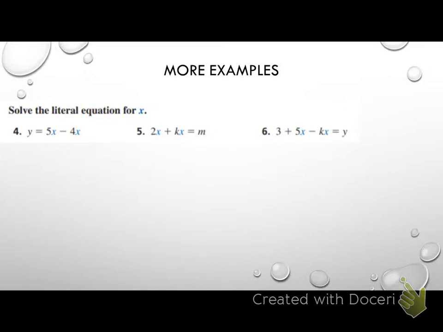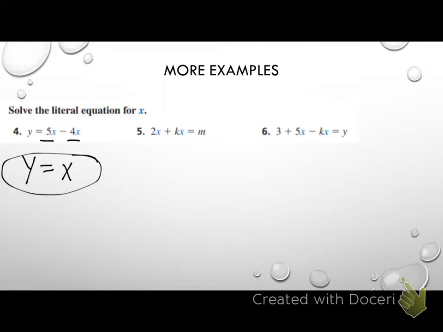So let's do some more similar to that. Number 4, y equals 5x minus 4x. I'm solving all these equations for x. Do I have any like terms I can combine? Yep. What's 5x minus 4x? X. So there's my equation solved for x. X equals y. Y equals x. That was pretty easy, huh? Questions on number 4? Pretty straightforward.